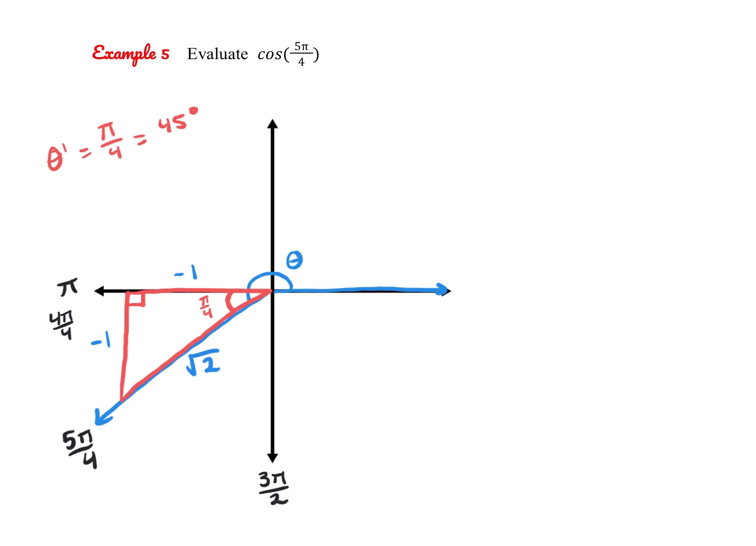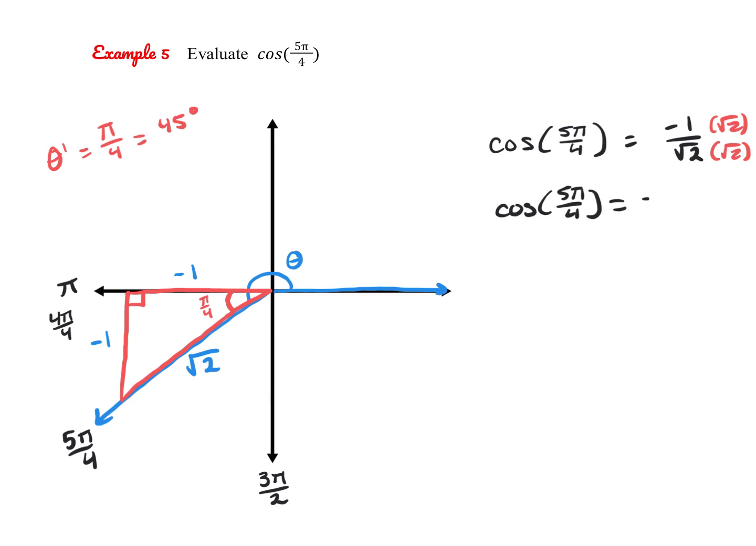Now, if I'm doing the cosine of that angle, again, we will be using the reference angle. Cosine is adjacent over hypotenuse. So negative 1 over root 2. Again, we will rationalize. So cosine of 5 pi over 4 is negative root 2 over 2.